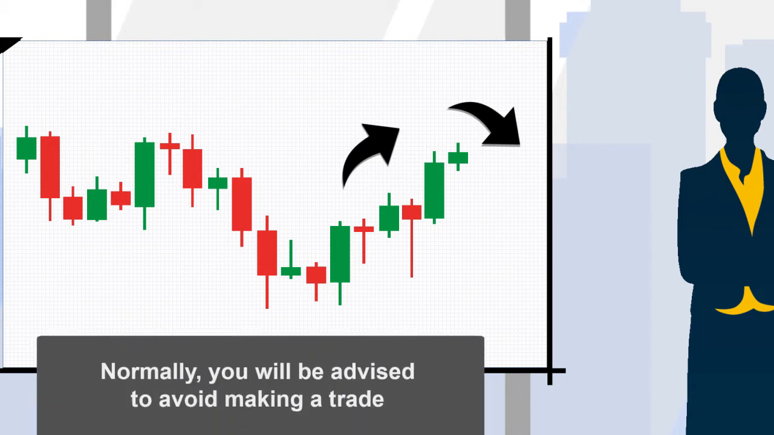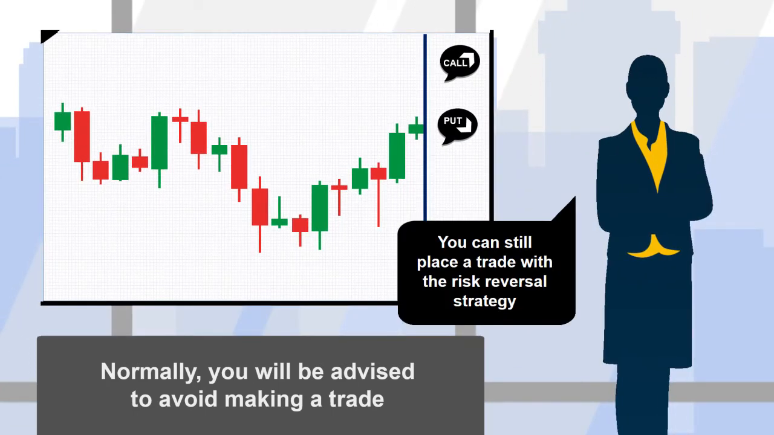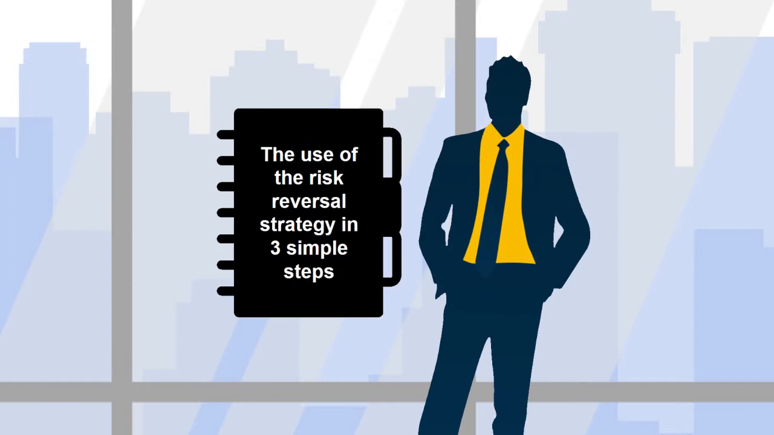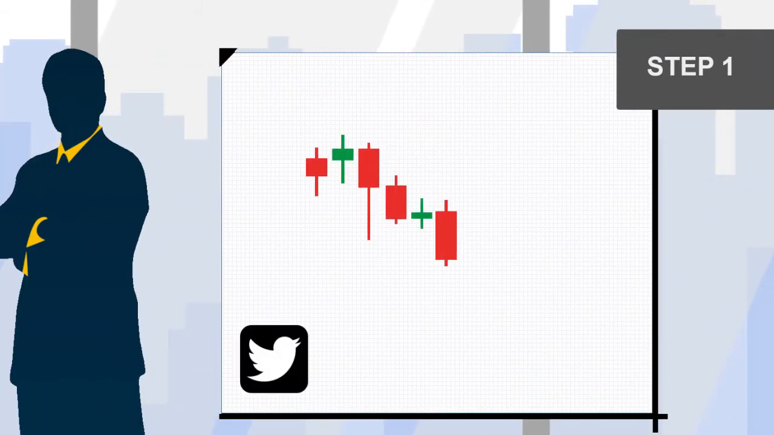Normally, you will be advised to avoid making a trade in such a scenario. But with the risk reversal strategy, you can still place a trade and with minimum trading risk, since you're taking up two positions. In this video, we're going to show you how to use the risk reversal strategy in 3 simple steps. Step 1. Pick out the asset that you're going to trade in.